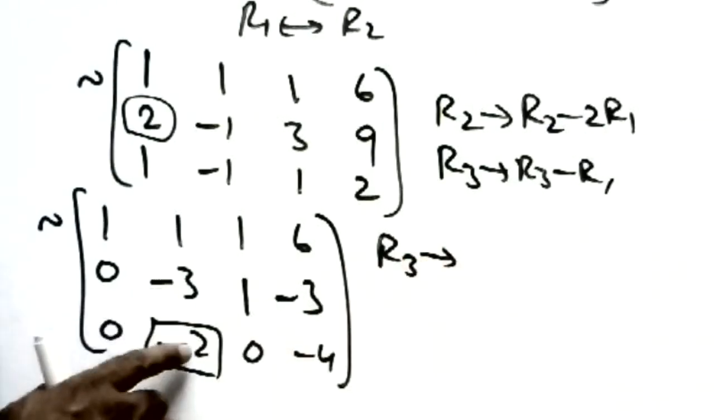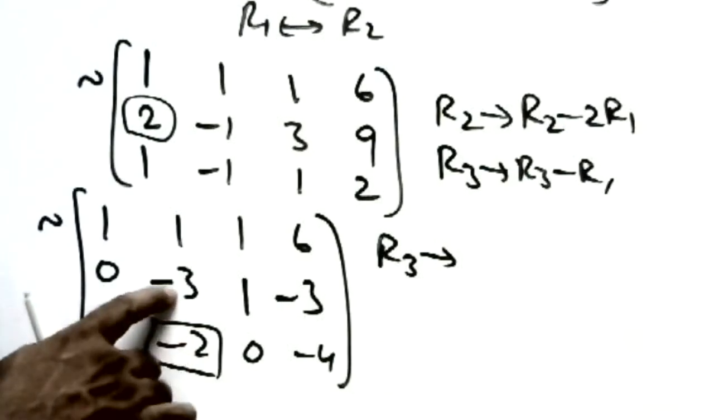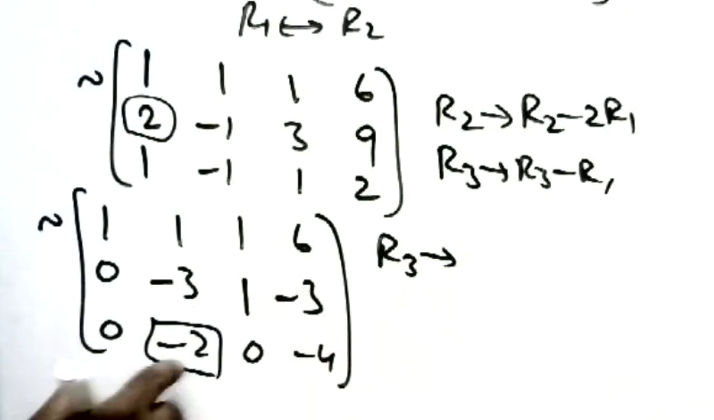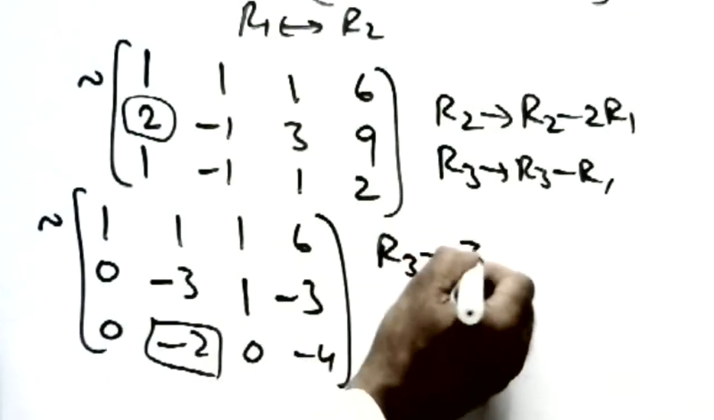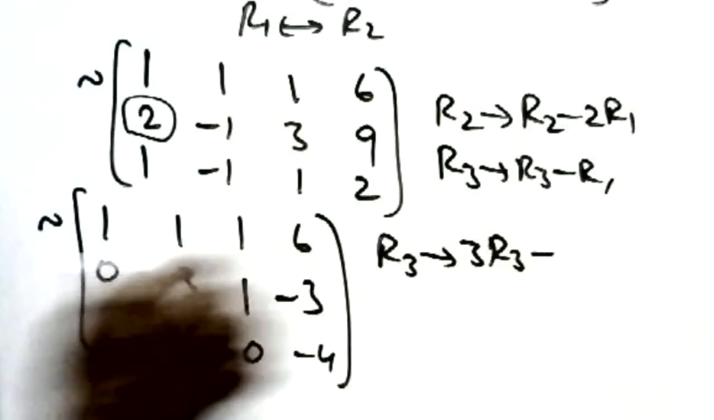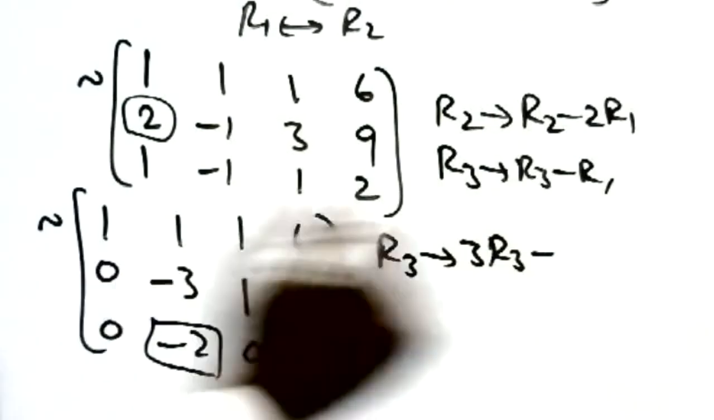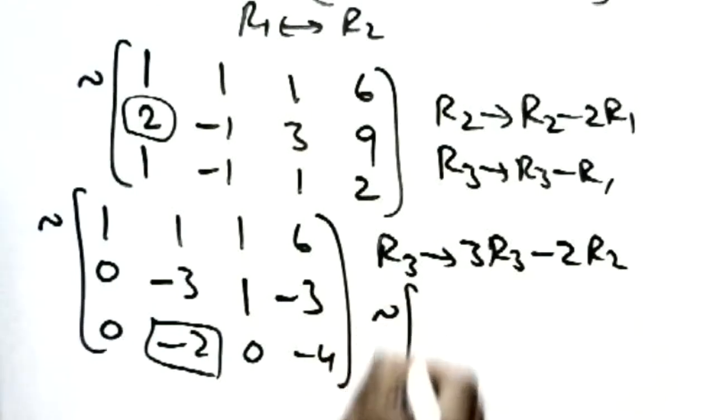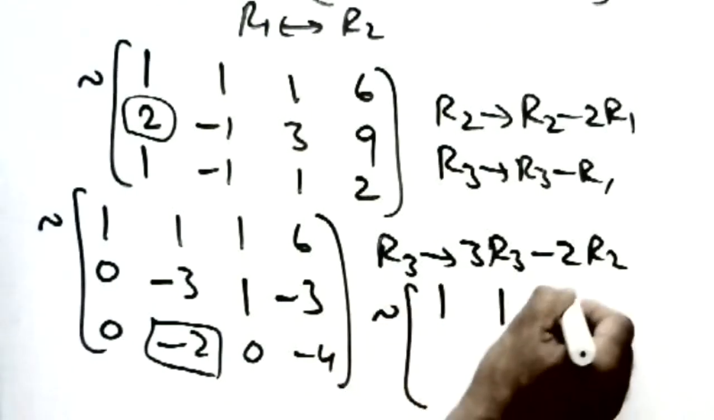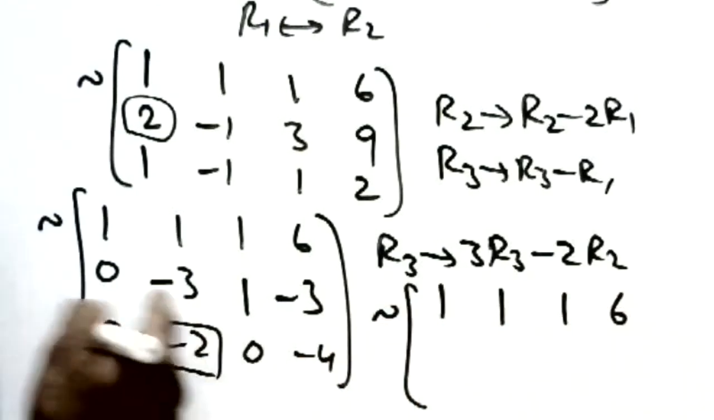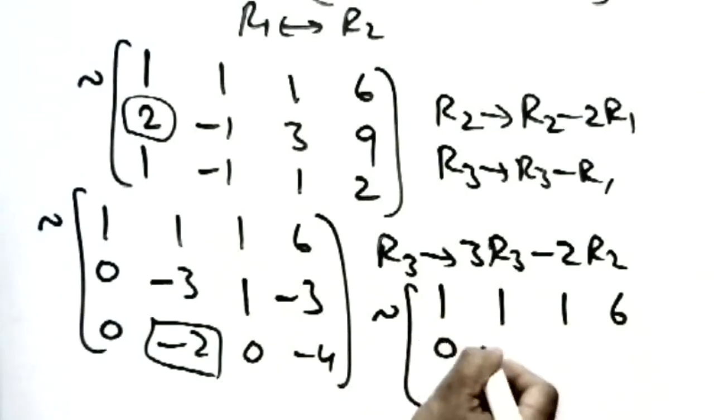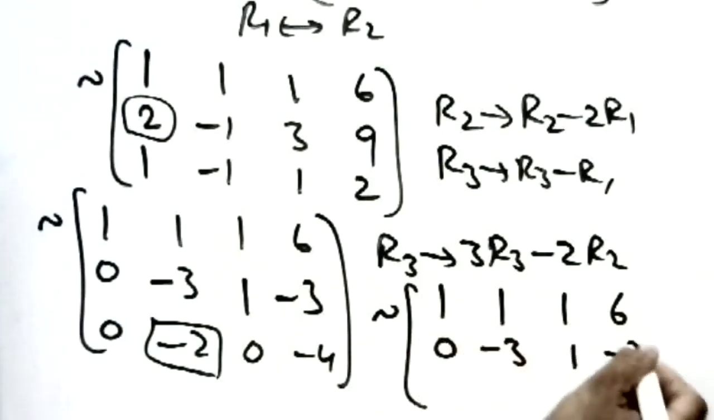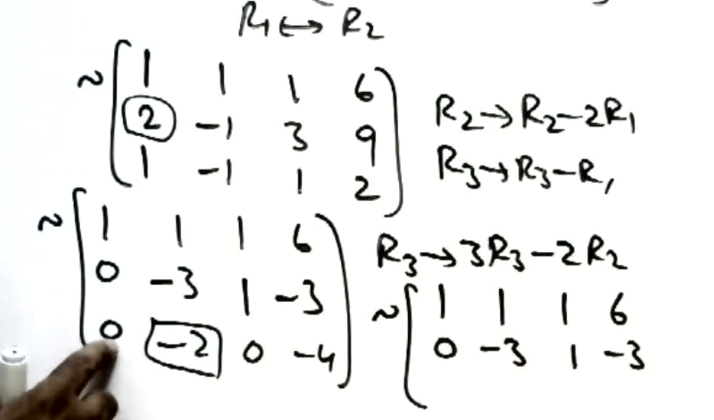R3 implies, you see here, we have to make these two numbers the same. So multiply this with 3. 3 twos are 6, and this 2 threes are 6. 6 minus 6 will become 0. So for R3 we multiply with 3: 3 R3 minus, we have to multiply this with 2, minus 2 R2. Okay, now let me change here itself: 1 1 1 6. We are not changing the second one: 0 minus 3 1 minus 3.